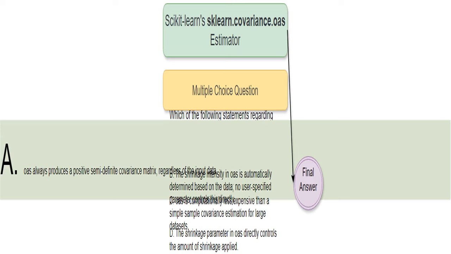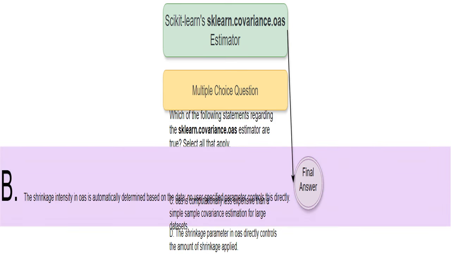The first question asks, does OAS always produce a positive semi-definite covariance matrix? This is important because only positive semi-definite matrices can be valid covariance matrices. Next, I ask, does OAS automatically determine the shrinkage intensity, or does the user need to specify it? Shrinkage is a technique to improve the estimation of the covariance matrix.